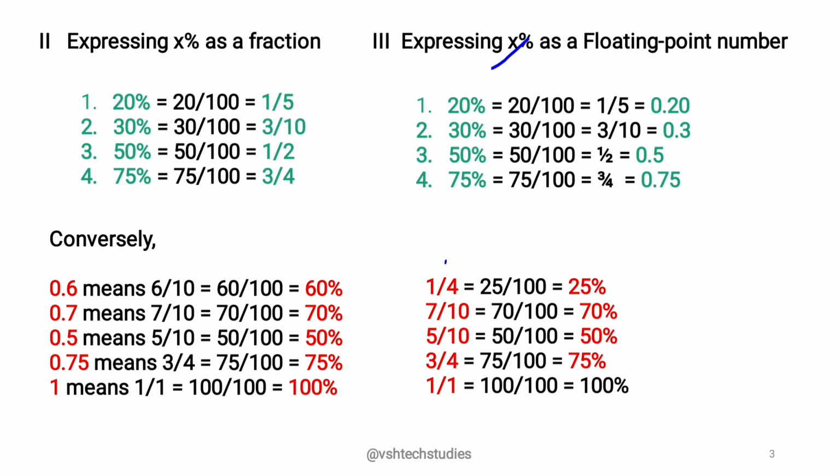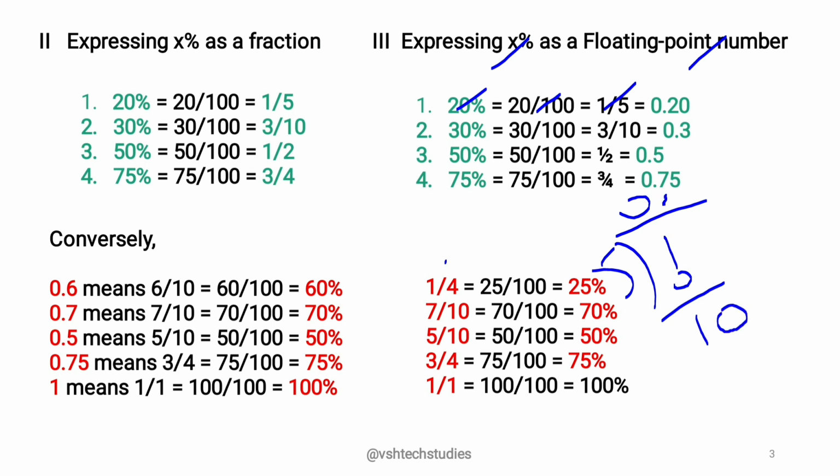Next, expressing x% as a floating point number or decimal number. 20% means 20 by 100, and we have already seen it to be 1 by 5. So if you divide 1 by 5, 1 cannot be divided by 5. So 5 zeros are 0. 1 minus 0 is 1. So taking the point here we take a 0. Then 5 twos are 10. So 1 by 5 is 0.20, or 0.2.